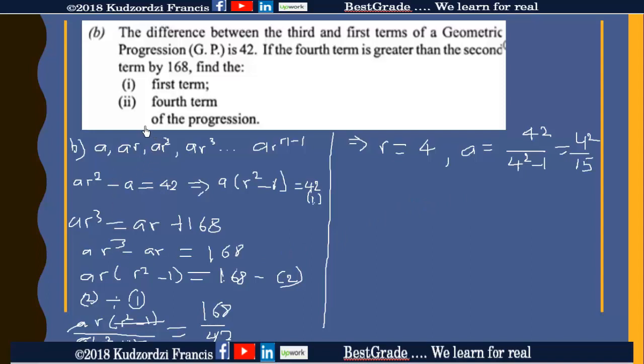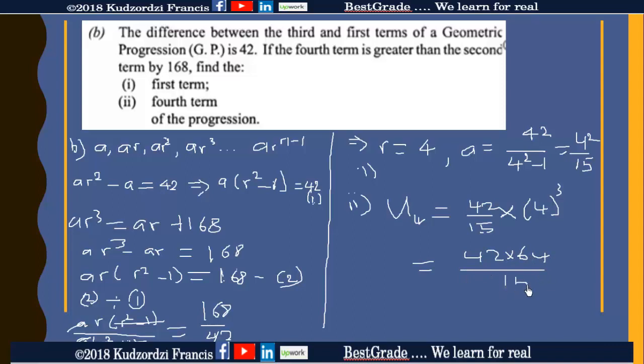Now we are asked to find the fourth term. So that is part ii for us. The fourth term, U sub 4, will be equal to a, which is 42 over 15, times r, which is 4 to the power 3. That is the fourth term. So this will be equal to 42 times 64 over 15. And this will give us 179 whole number 1 over 5.